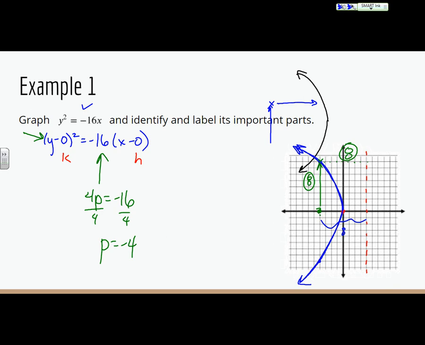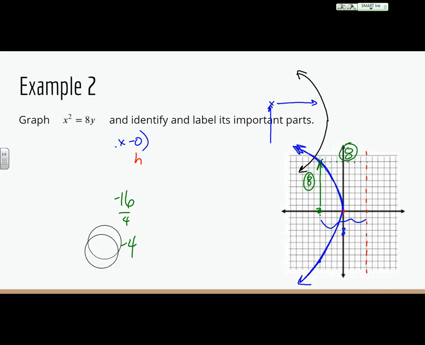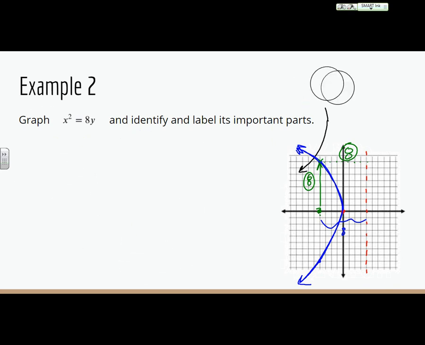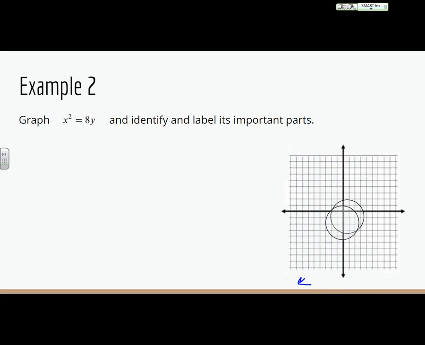A lot of new stuff going on with that. So before I turn you loose, you doing one on your own, let's do another one. I didn't label its important parts on this. Okay, remind me, I'm going to label the important parts this time.